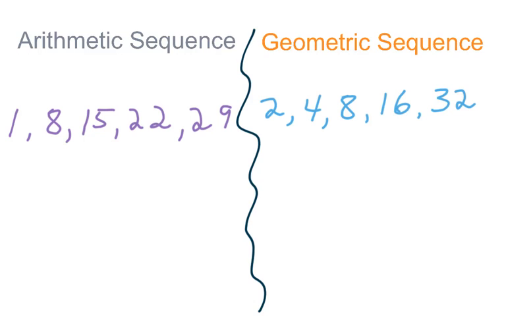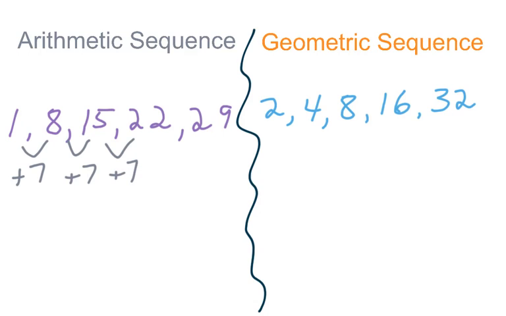Well, hopefully you're seeing with the arithmetic sequence we talked about, everything's going up by the same number. 1 to 8, we're going up by 7. That's a plus 7. 7 to 15 is another plus 7. 15 to 22 is another plus 7, and so on and so forth. We're adding 7 each time.